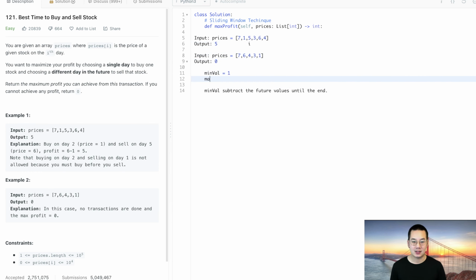We don't change the maximum difference. And we check a 6. 6 minus 1 is 5. That's the maximum difference. And we move the i again. And that's a difference of 3, but that is less than 5. And we hit the end and we're good to go.